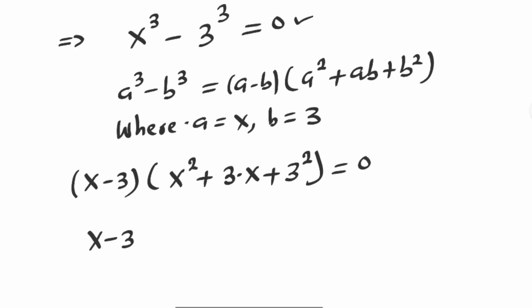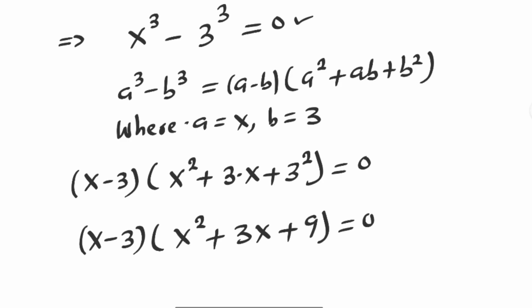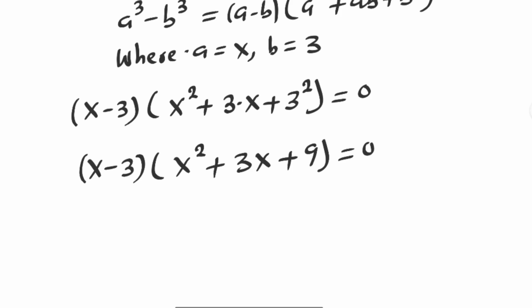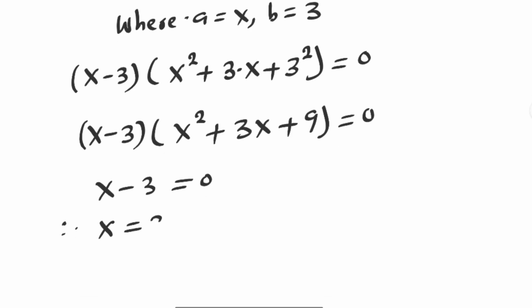S minus 3 bracket s square plus 3 multiplied by s, 3s plus 3 square, that is 9, is equal to 0. There are two cases here. The first case is s minus 3 is equal to 0. Therefore, s is equal to 3. Let's call this s1. This is the first value of s.